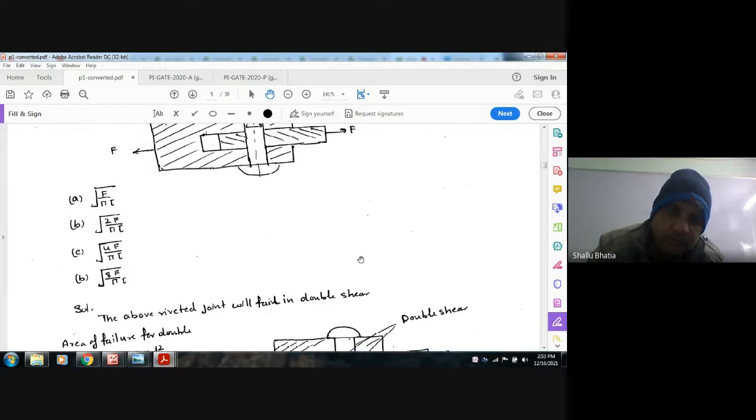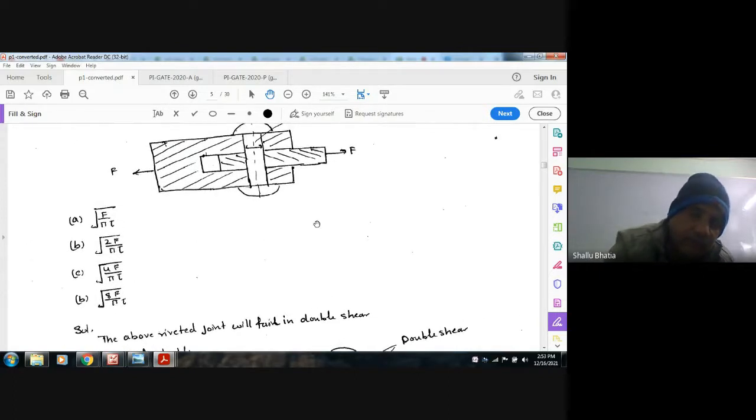In double shear, the failure is going to occur. When the rivet fails from here and fails from here, then the total failure of the rivet will occur. So there will be double shear, one for this and another for this.